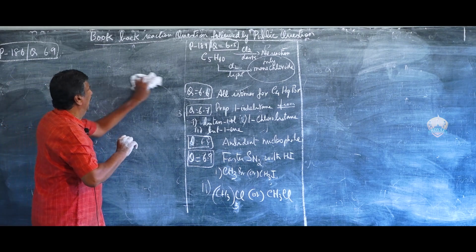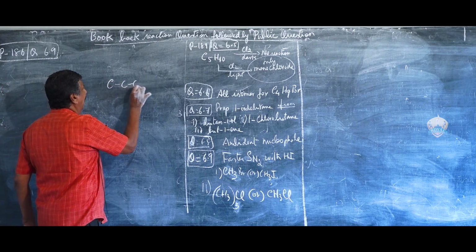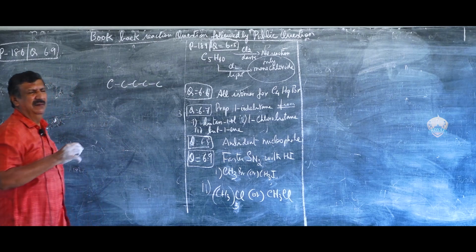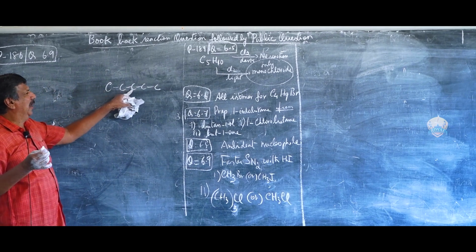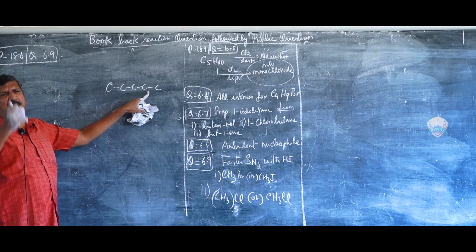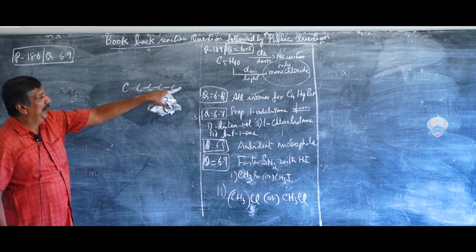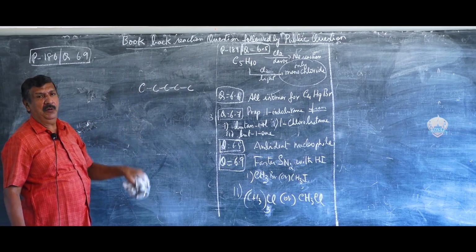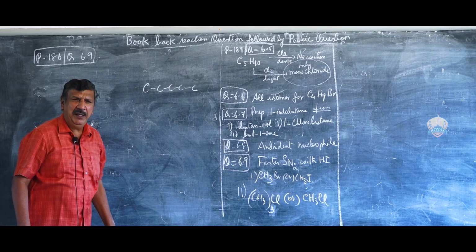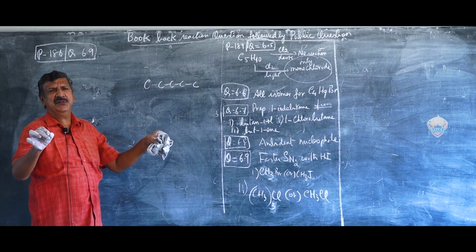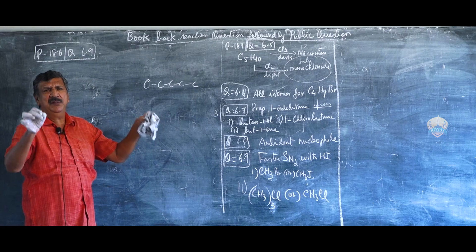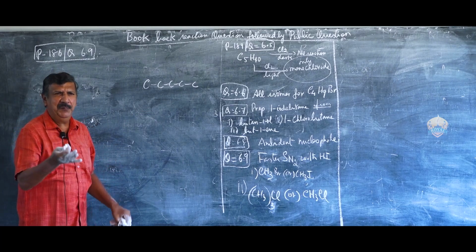If I write the 5 carbon like this, what does it indicate? We are having different carbons, so the products will be different. But they are warning you: only one monochloride. Then what does it mean? All the hydrogens, all the carbons are similar. How can it be similar?